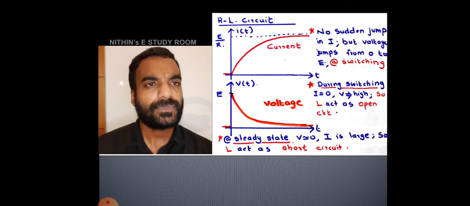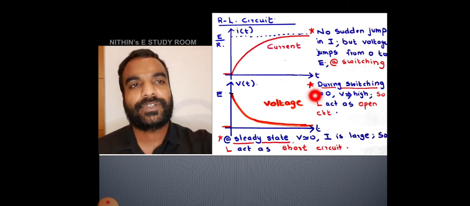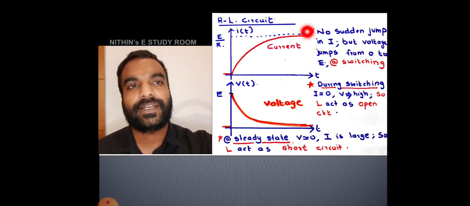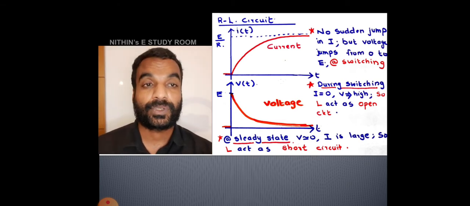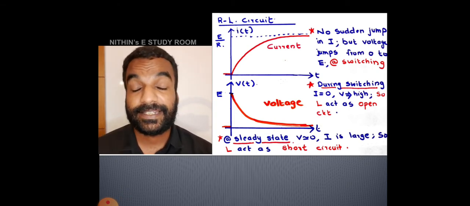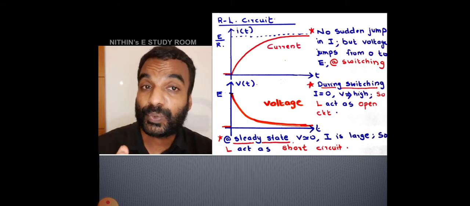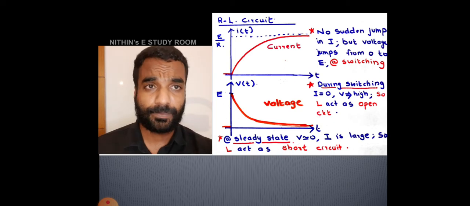Okay. So for steady state we can see the current value is very high and the voltage value is very small in the figure. This is the maximum time point. So here current value is very high and voltage value is very small. That is equivalent to a short circuit. So the inductor acts as a short circuit in steady state. This is a very important conclusion for doing problems.